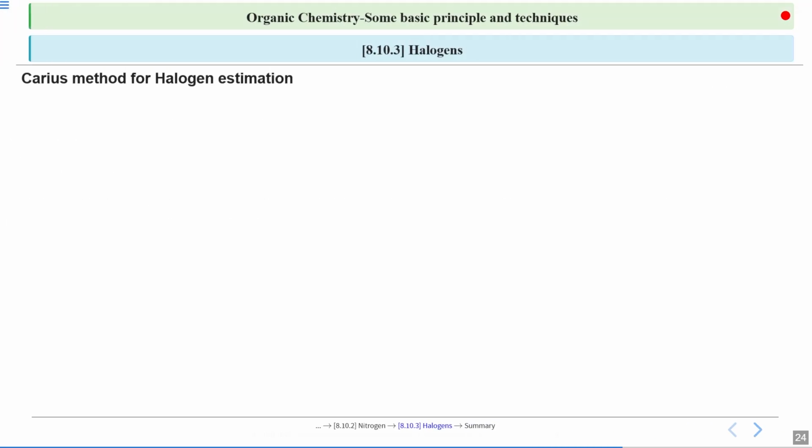Now we are going to discuss the Carius method for halogen estimation in organic compound. Let us start by looking at the setup for Carius method. It is important to know what equipment and materials are needed before we begin any chemical analysis. Here you can see an image of a Carius tube. This is a thick hard glass tube designed to withstand high pressure and temperature.